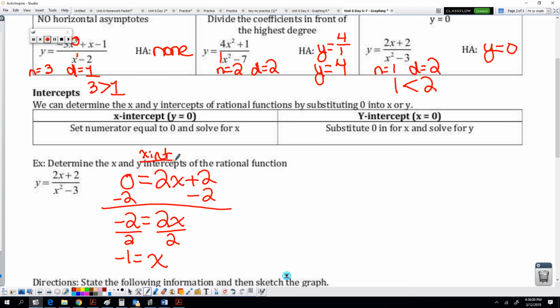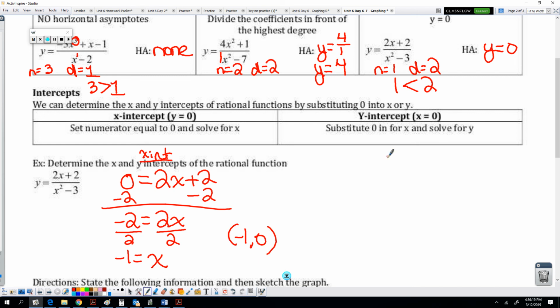So you let your y be 0 right here, and then you set the numerator equal to 0 and just solve. So my x-intercept is x equals -1. And of course, we know we need to write it as a coordinate point.